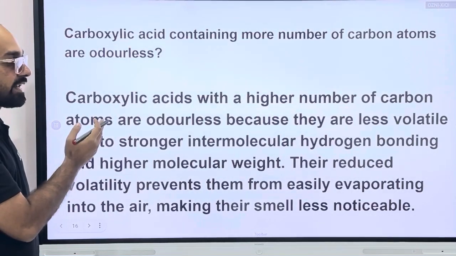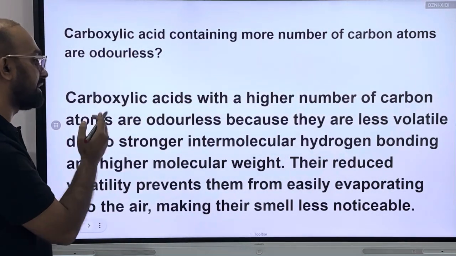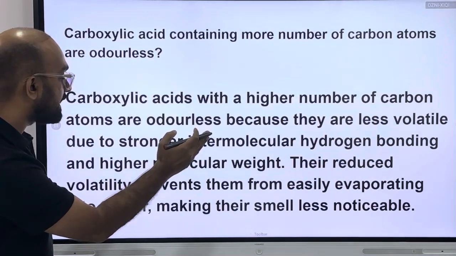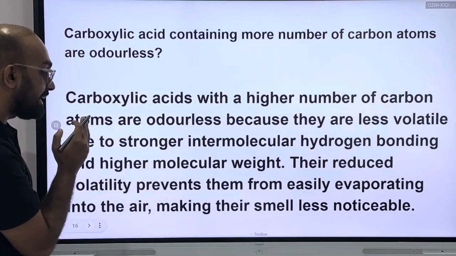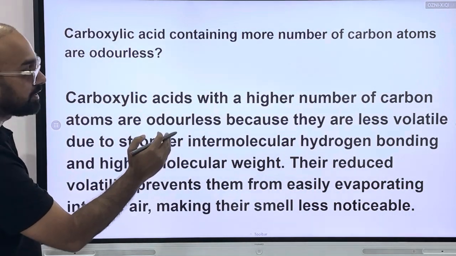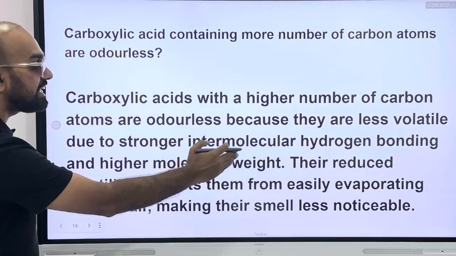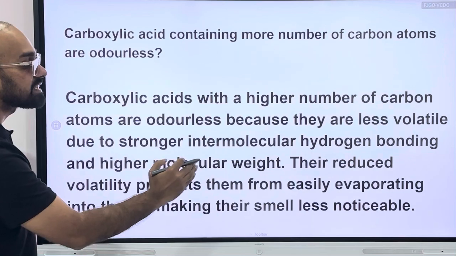Here is your statement answer. Carboxylic acids with a higher number of carbon atoms are odorless because they are less volatile due to stronger intermolecular hydrogen bonding and higher molecular weight. Their reduced volatility prevents them from easily evaporating into the air, making their smell less noticeable.